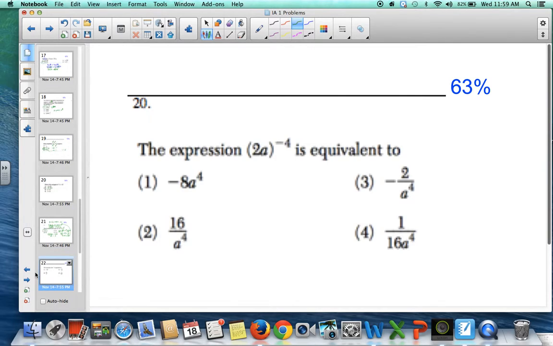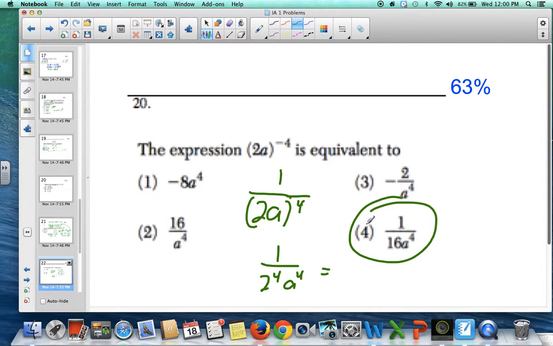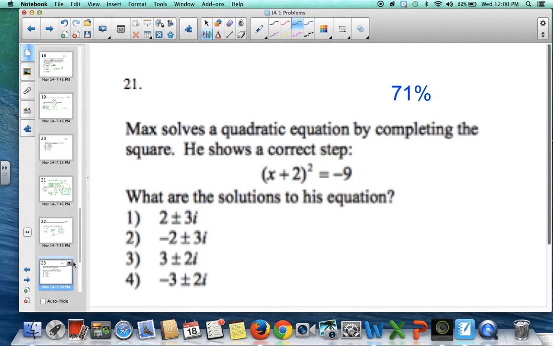Okay, this one here. What we want to do with a negative exponent is write this with a positive exponent, so that goes to the bottom as 2a parentheses to the fourth. We keep the parentheses in there because the whole parentheses thing is raised to the negative 4 power. So that's 1 over 2 to the fourth times a to the fourth, which is 1 over 16a to the fourth.